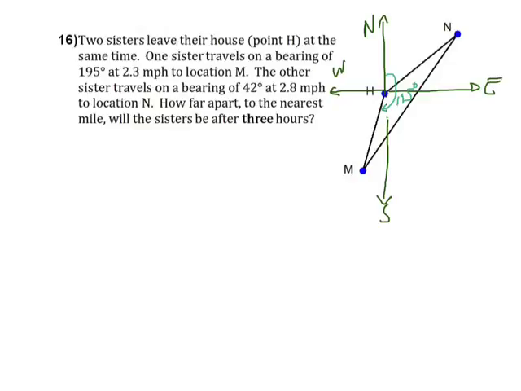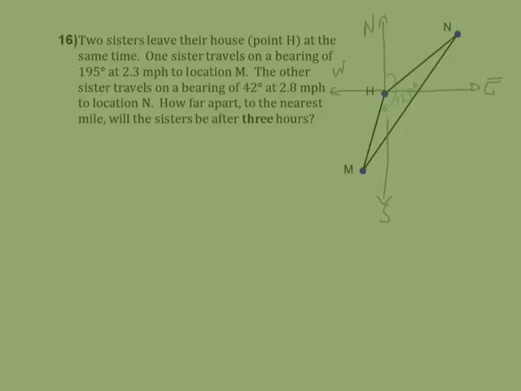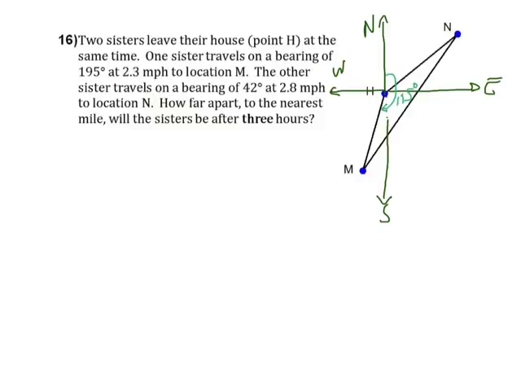And this is going to be 2.3 miles per hour. We'll talk about that in a second. Our next angle here is going to be a bearing of 42 degrees, at 2.8 miles per hour. So this one right here is the 42 degree bearing.